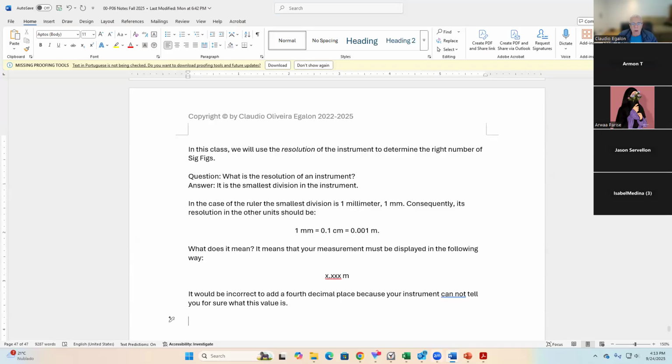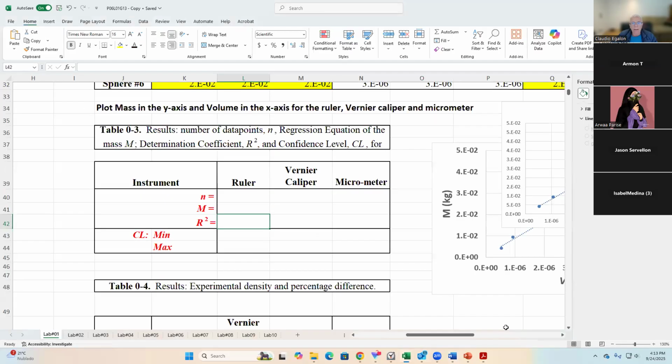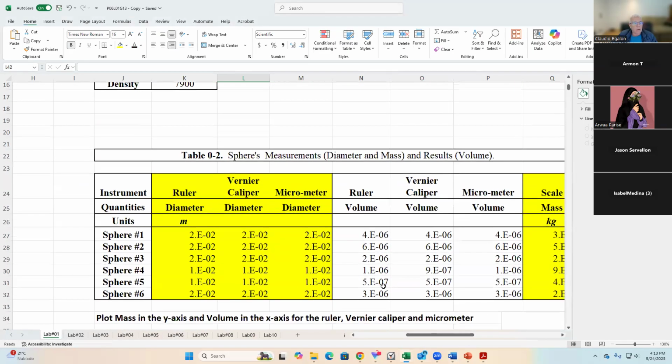So let's go back to our table, right? Right here. Let's take a look at the ruler. We're looking at the ruler only, and then later on I'm going to tell you about the vernier caliper. Hopefully we have enough time to do everything today. If not, we're going to have to meet again on this lab next week, okay? Any questions so far? No questions?